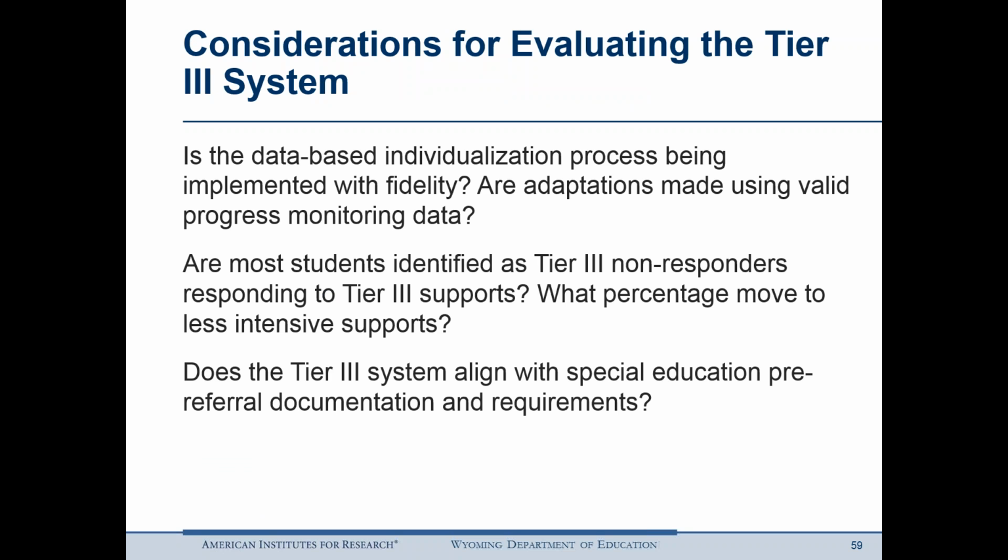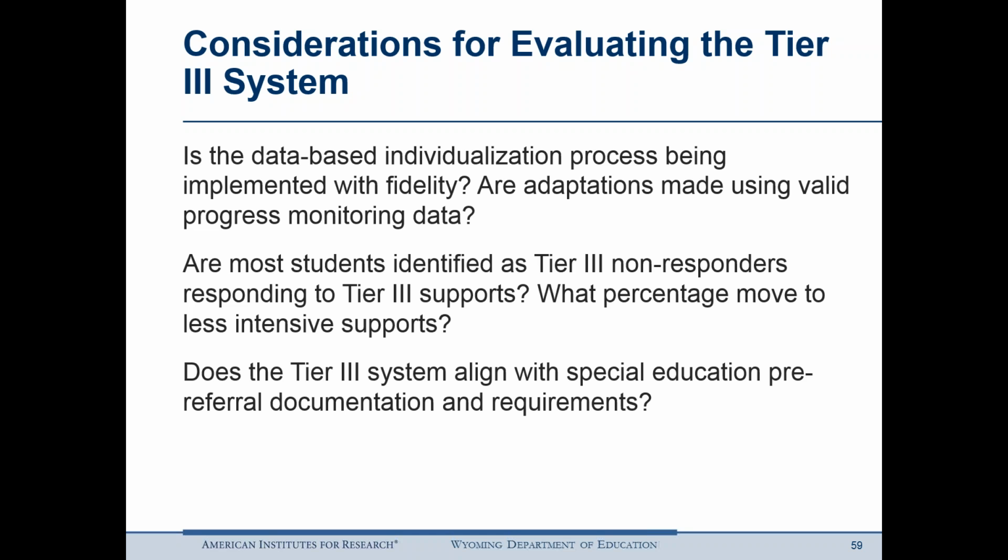Similar to what you learned in Module 6, Evidence-Based Tier 2, it's important to regularly review the efficacy of your Tier 3 system. Here are some things to consider. Is the database individualization process being implemented with fidelity? Are the adaptations made using valid progress monitoring data? Are most students identified for Tier 3 supports responding to the Tier 3 system? And what percentage move to less intensive supports? Finally, does the Tier 3 system align with special education pre-referral documentation and requirements?